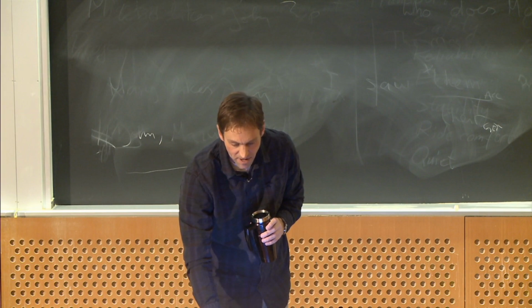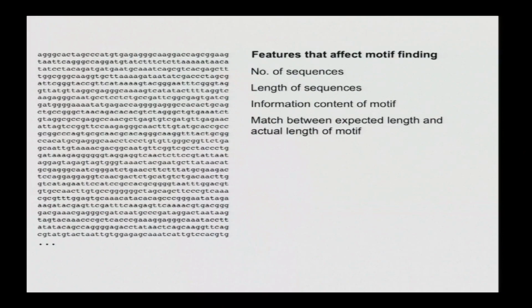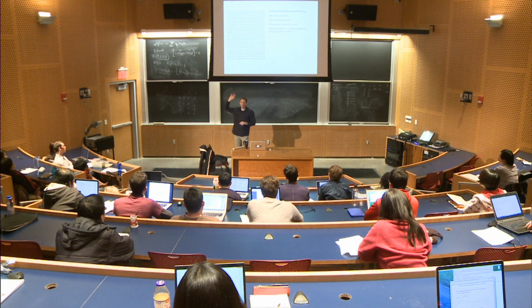Okay, so these are some features that affect motif finding. I think we've now hit at least a few of these: number of sequences, length of sequences, information content of the motif, and basically whether the background is biased or not. So in general, are higher information content motifs or lower information content motifs easier to find? Who thinks higher? Who thinks lower?